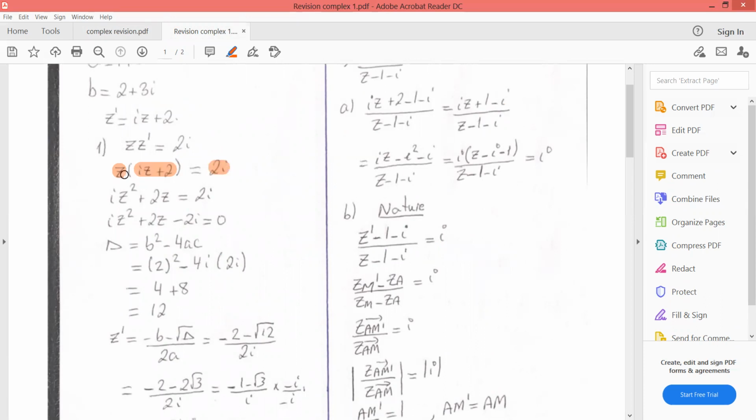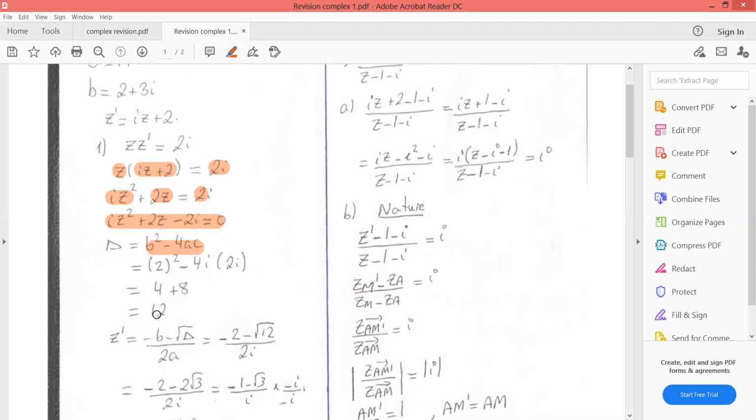I expand, we get iz square plus 2z equal to i. Then iz square plus 2z minus 2i equal to zero. Any questions still here? No. We compute delta. Why did we compute delta? Because it is of second degree. Delta is b squared minus 4ac. We get 12.